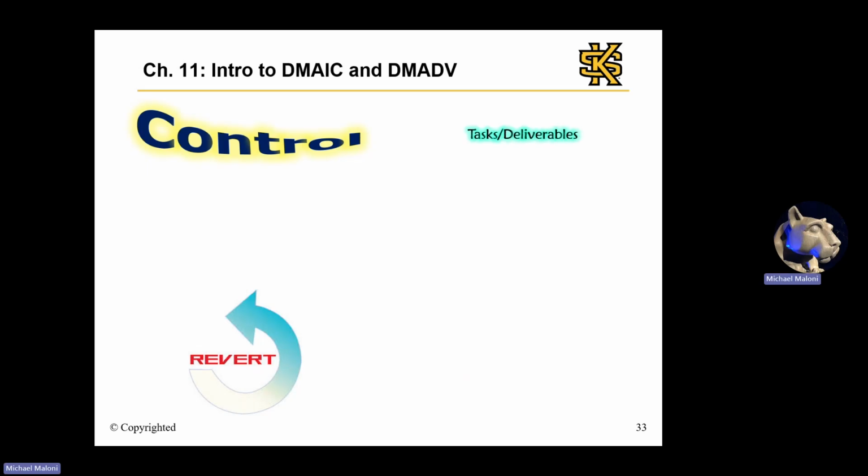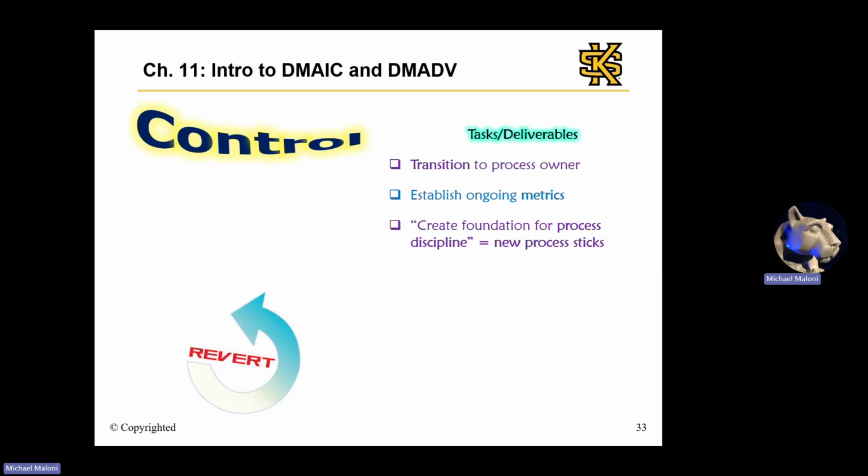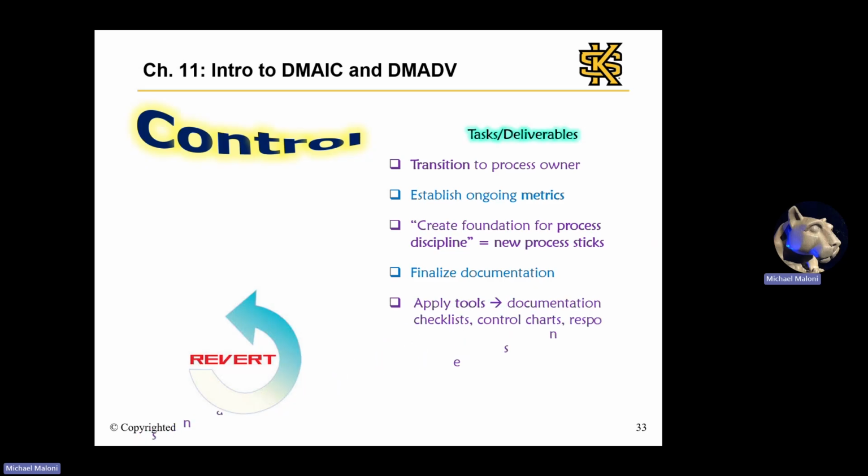So as key tasks and deliverables, we will transition the improved process to the owner. Furthermore, we'll establish ongoing metrics to track the new process. And we'll create a foundation for process discipline, meaning ensure that the new process sticks. Don't let it go back to the way it was. We'll also finalize documentation, and we'll apply tools, some of which are not covered in the text, including documentation checklists, control charts, response plans, and process dashboards. And in general, we'll just wrap up any loose ends.